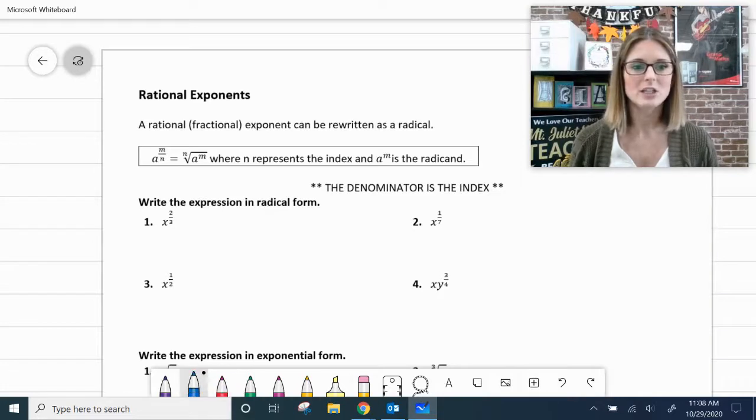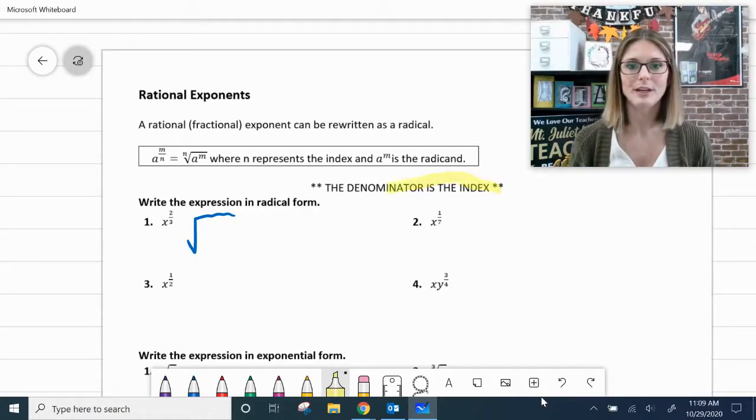All right, so let's get started. Let's look at number 1. We have x to the 2/3, and it says just write the expression in radical form. Take it from a fraction exponent and put it into a radical. So I am, of course, going to have my radical. I said the denominator is the index. I'm going to highlight that. Super important. The denominator is the index. So my denominator here was 3. Little baby 3 goes inside. This is a cube root, and it's going to be x squared. Done. All right, move on.